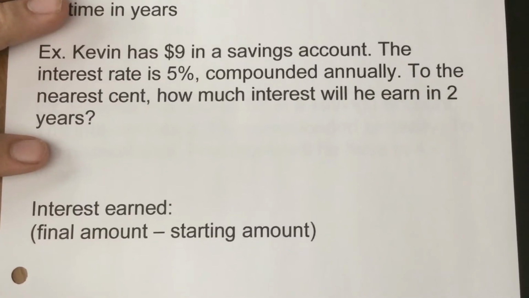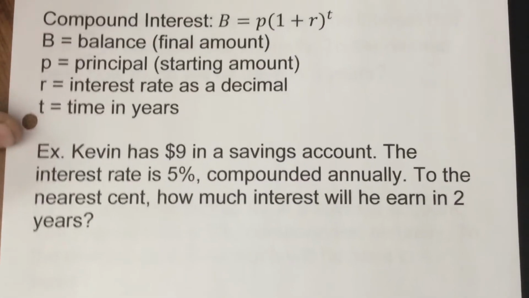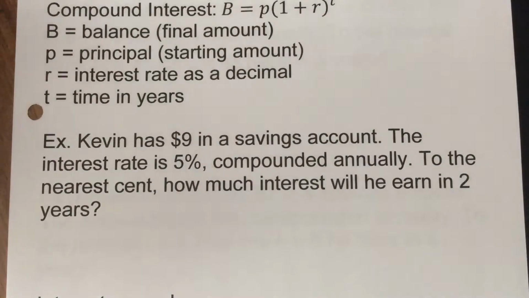So, Kevin has $9 in savings. Let's do this first. Kevin has $9 in a savings account. The interest rate is 5% and it's compounded annually. So once a year, it's going to add the interest in. So to the nearest cent, how much interest will he earn in 2 years?